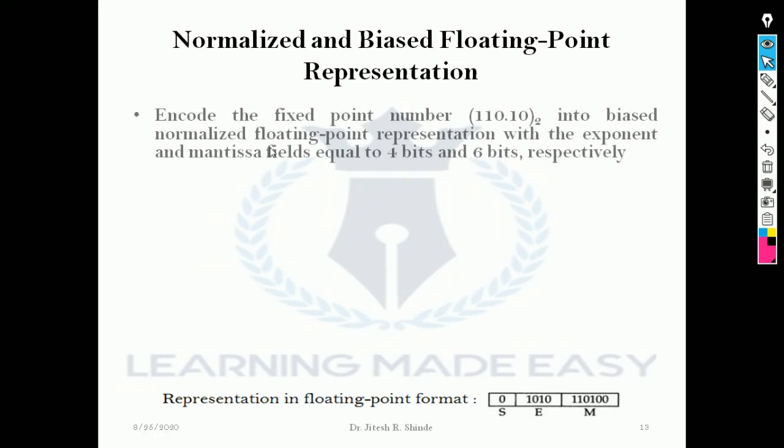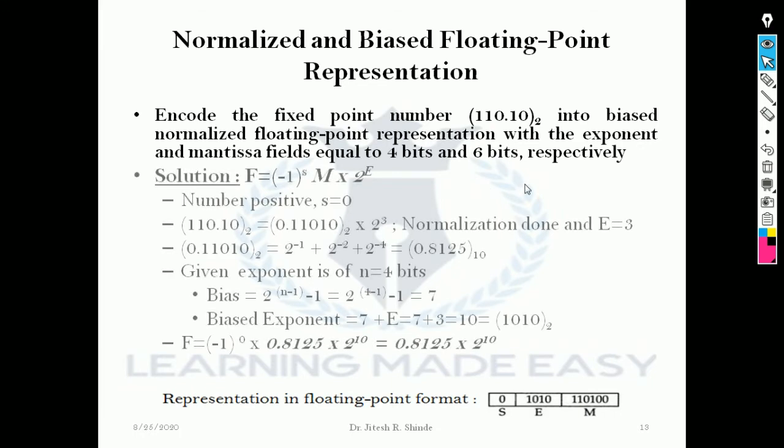Encode the fixed point number 110.10 into biased normalized floating point representation with the exponent and the mantissa fields equal to 4 bits and 6 bits respectively. In normalized floating point representation, I am assuming all the numbers considered in the example to be positive. The sign bit should be specified here, whether it's plus or minus. Assuming the number is positive, s is equal to 0, so 0 is written here in the sign field.